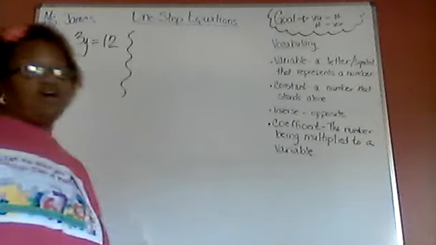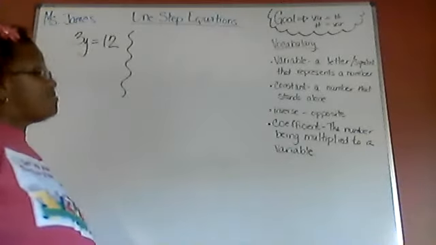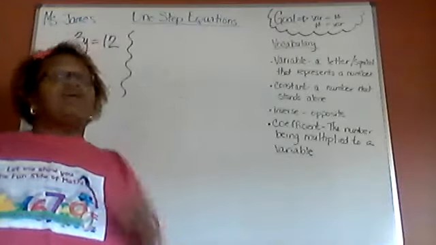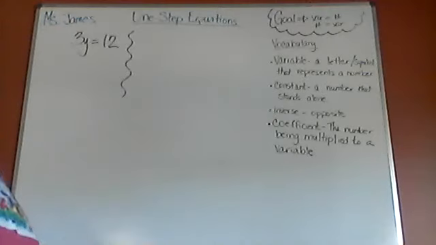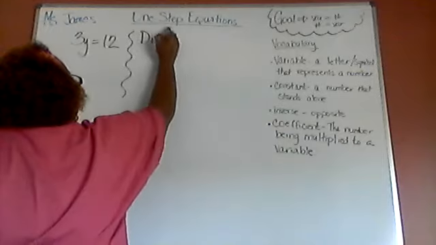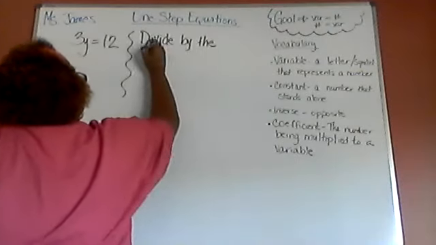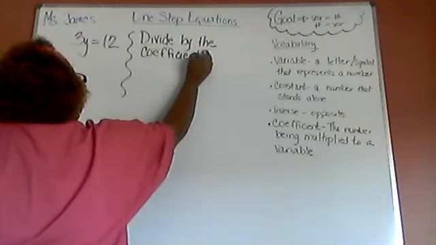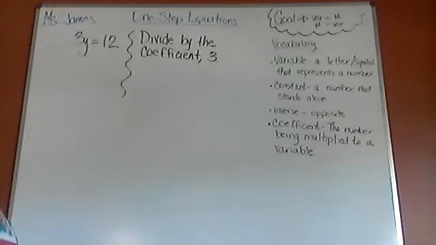Okay, with all of solving the equations, we have steps that go along. This is a one-step equation, so it's only going to be one step in order to solve this. The one step that we're going to use is we're going to divide by the coefficient. And the coefficient in this case is 3. We want to divide by the coefficient.